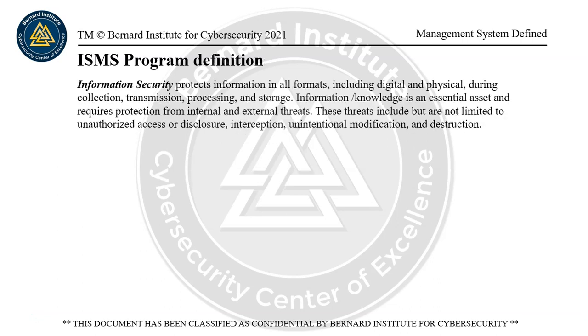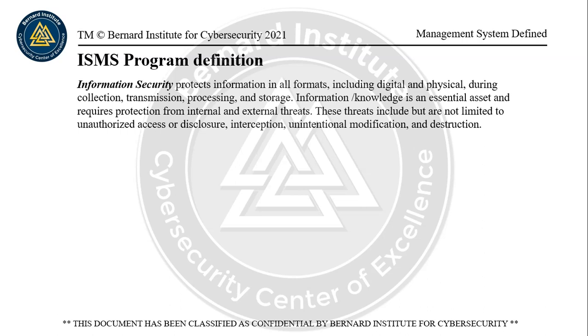Okay, so information security protects information in all formats, including digital and physical, during the collection, transmission, processing, and storage. This is sort of the life cycle of information. Life cycle is very important when it comes to information. It's not just information, by the way, because information leads to knowledge and wisdom. Certainly if you're trained, you can tell the difference between data, information, knowledge, and wisdom. There are subtleties between the differences. Knowledge and information is an essential asset.